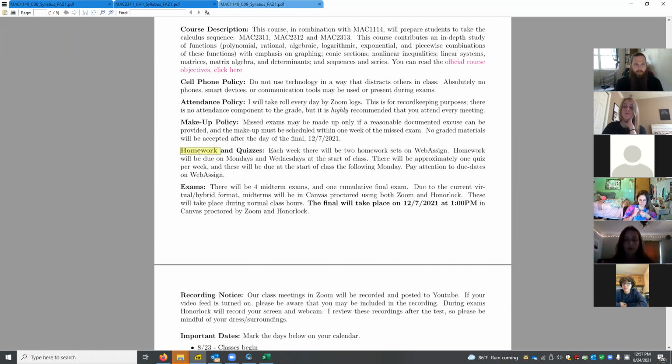The homework problems, you have basically unlimited attempts. I don't have it lock you out of the problem after 3 attempts or anything like that. WebAssign doesn't actually have an unlimited option, so I set it to the max, which is 55. If you happen to use all 55 of those attempts, let me know. We'll figure something out. But you've got 55 shots at each homework problem, 3 shots at each quiz problem.